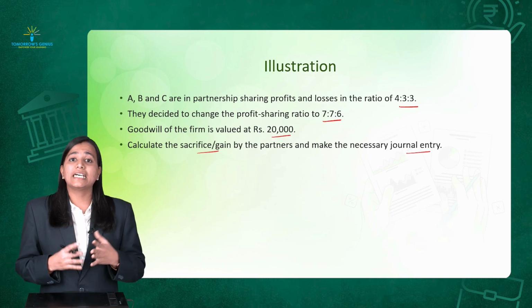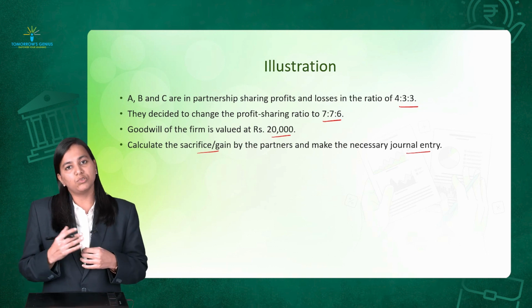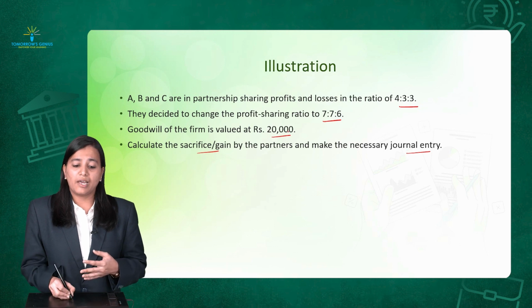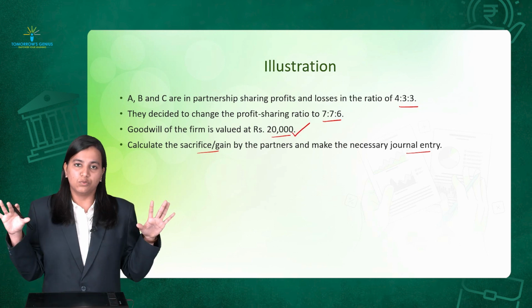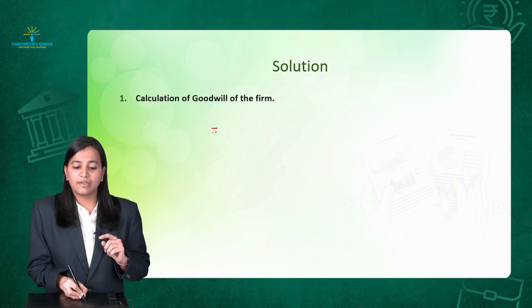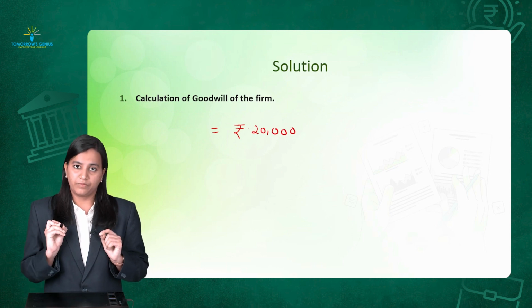Okay, let's recollect the steps. Step number 1 was what? Calculation of goodwill using the methods. Now, if you read this question, the value of goodwill of the firm is given to you. So my step number 1 is done. I can readily write here rupees 20,000 as my goodwill value.